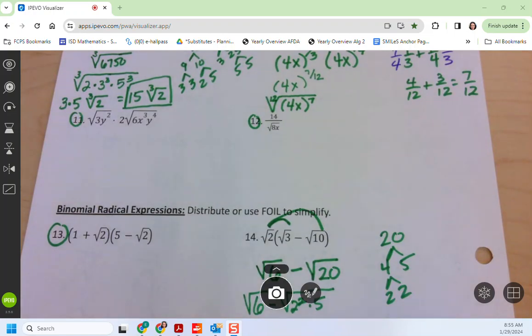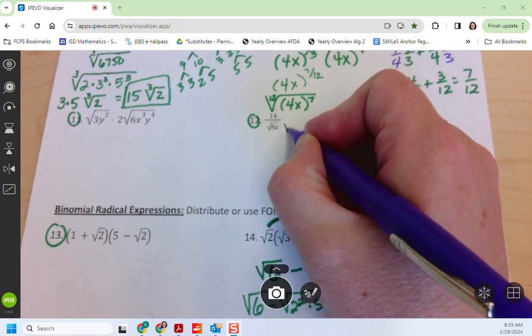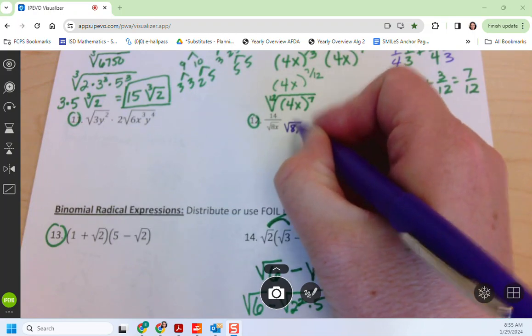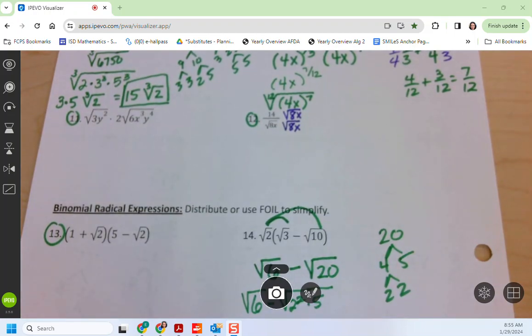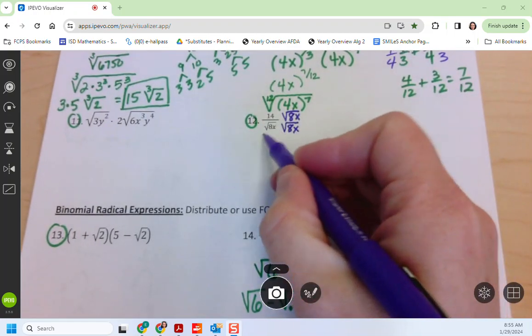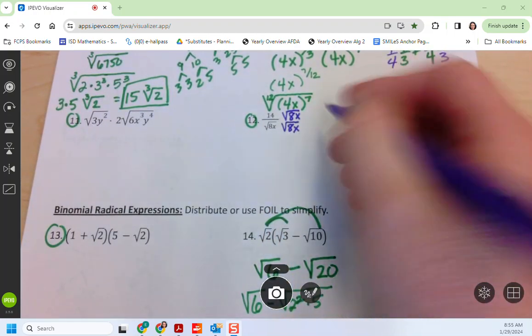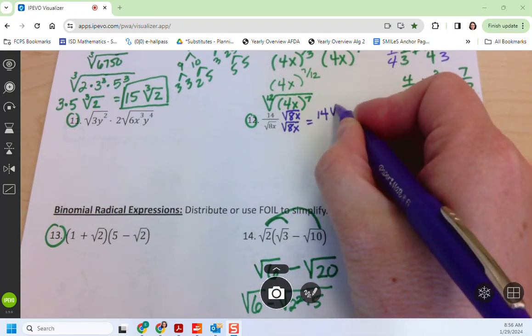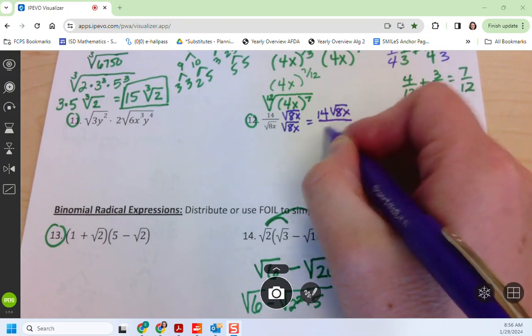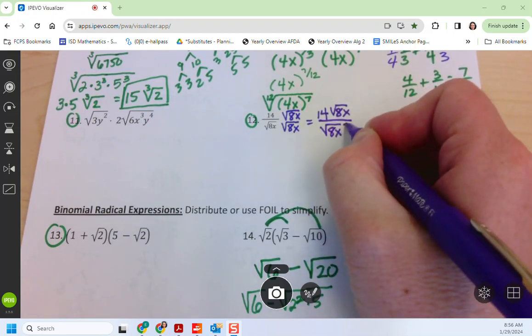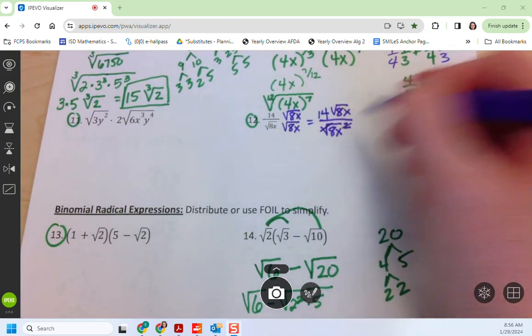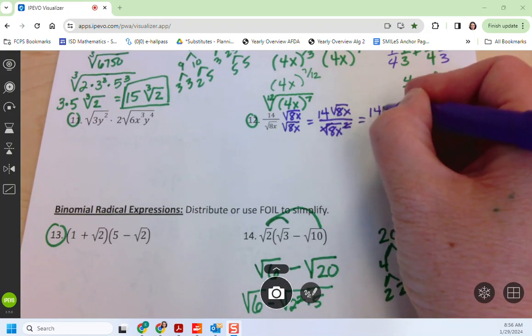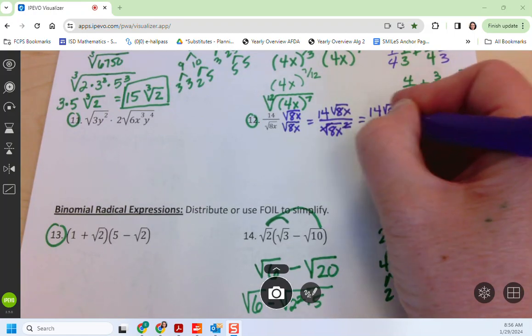So anytime you have a square root in your denominator, you're going to do times square root 8x over square root 8x, like that. And the reason we do that is because that squares your denominator, which will eliminate the square root. So I have 14 root 8x over square root of 8x squared. And that's how your square root cancels in the denominator. So I have 14 root 8x over 8.